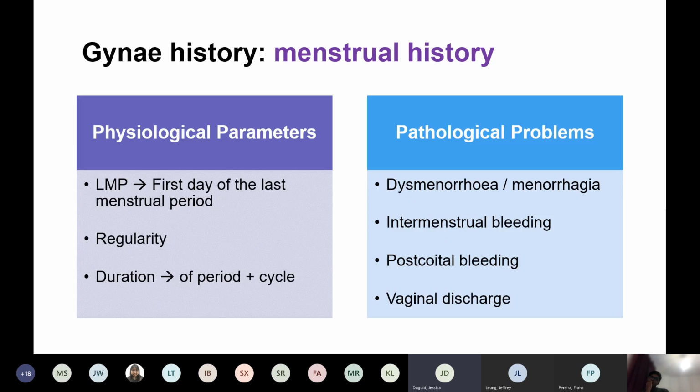The next section is the menstrual history. So obviously don't ask about menstrual history if you just found out the woman underwent menopause like 4 years ago, because it's completely irrelevant now. But if they are younger and haven't been through menopause, you want to ask about the menstrual history. So there's two parts to this.